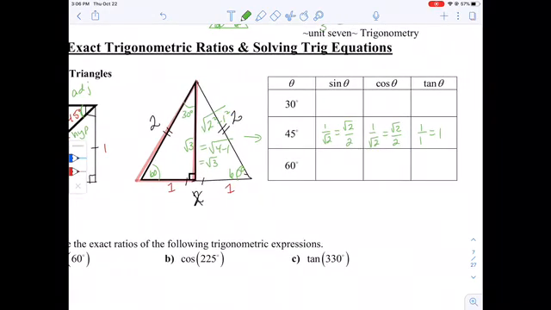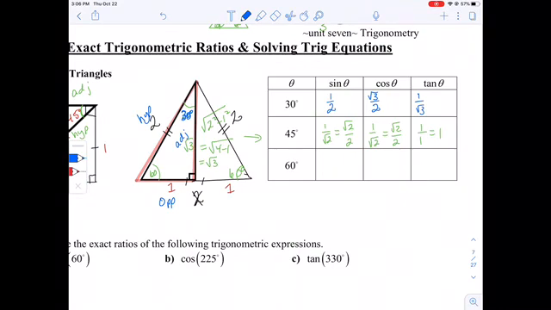If I want the sine of 30, 30 is my reference angle. With respect to 30 degrees, I'm just going to put that in blue. Then this would be the opposite, and this would be the adjacent, and this would be the hypotenuse. So the sine of 30, opposite over hypotenuse, would be 1/2. Cosine of 30, adjacent over hypotenuse, would be root 3 over 2. And the tan of 30, the opposite over the adjacent, would be 1 over root 3.